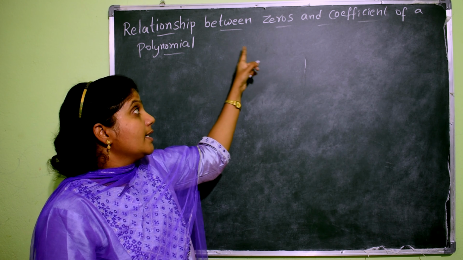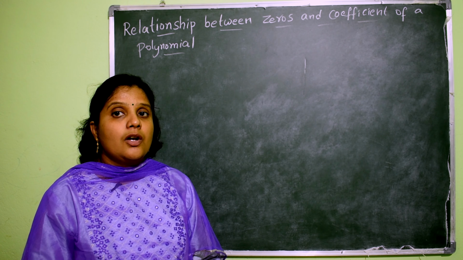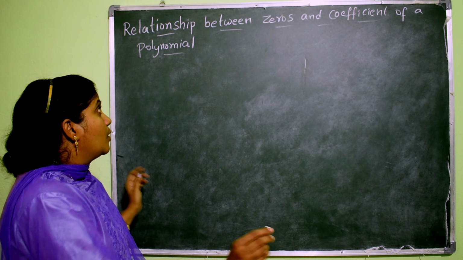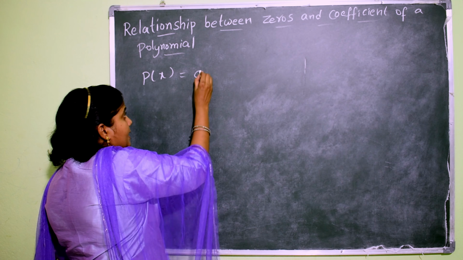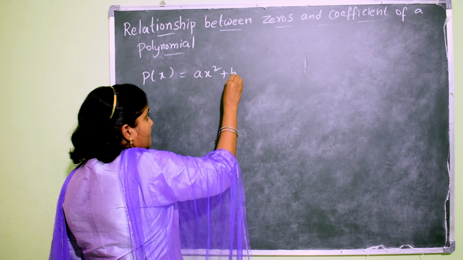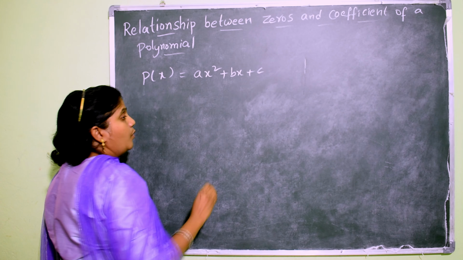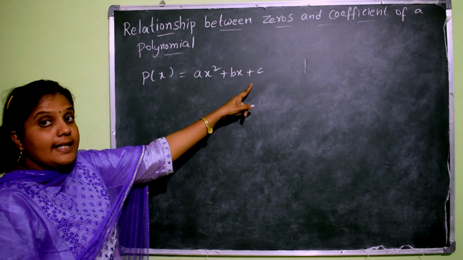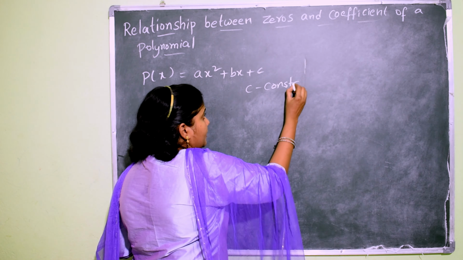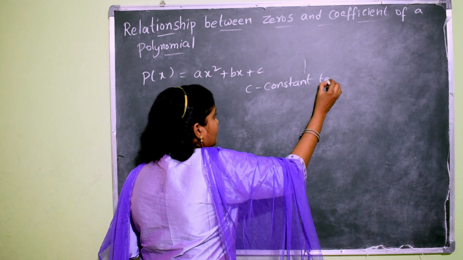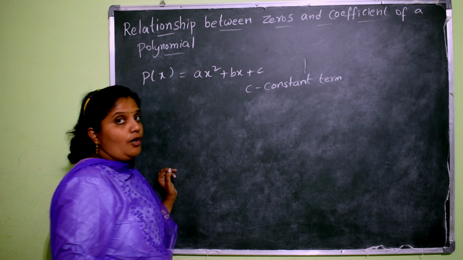So we are discussing the relationship between zeros and coefficients of the polynomial. So what is the polynomial? P of x, that is ax square plus bx plus c. So what is meant by coefficient? Here c is nothing but the constant term.